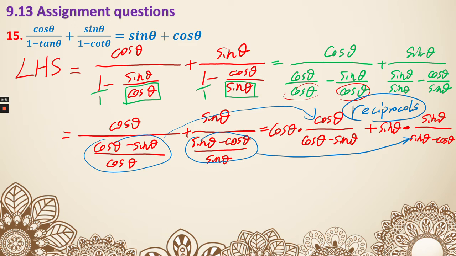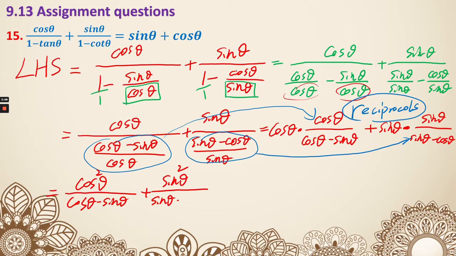Next, I'm going to finish putting them together. I have cosine theta squared on the top. The bottom is cosine theta minus sine theta plus sine theta squared all over sine theta minus cosine theta. Now we're kind of stuck because the bottoms are not the same, but if you look carefully, they are actually very similar. This is cosine minus sine, and this is sine minus cosine. So here requires a little special technique.